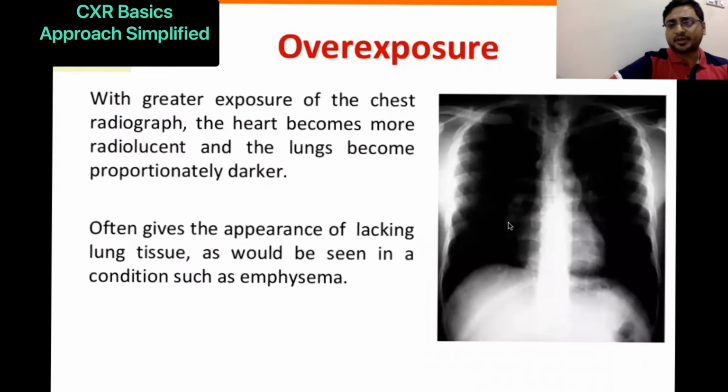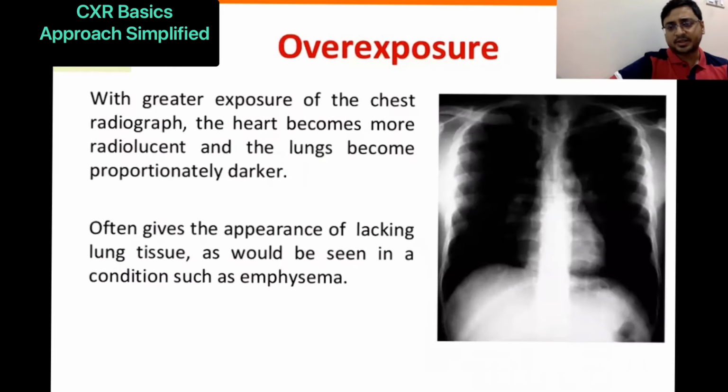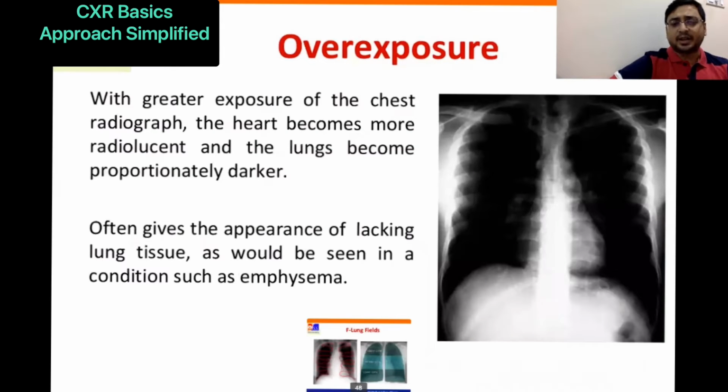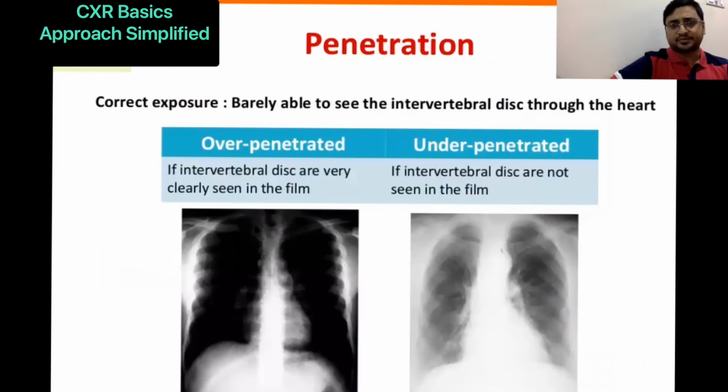And this is how an overexposure of film can be. So this is an underexposure, you can see more of the opaque, and this is overexposure, you can see more of the black, and you cannot see these bronchovascular structures behind. With greater exposure of the chest radiograph, the heart becomes more radiolucent and the lungs become proportionally darker, and it often gives the appearance of lacking lung tissue. So you would be falsely diagnosing emphysema, although the condition is due to overexposure. So penetration is one of the most important factors to get right so that a good quality X-ray can be interpreted.